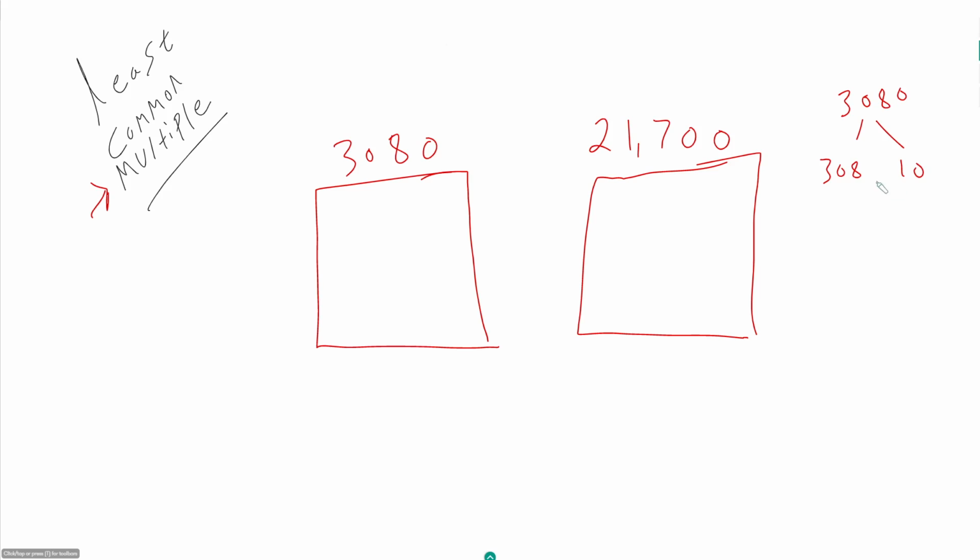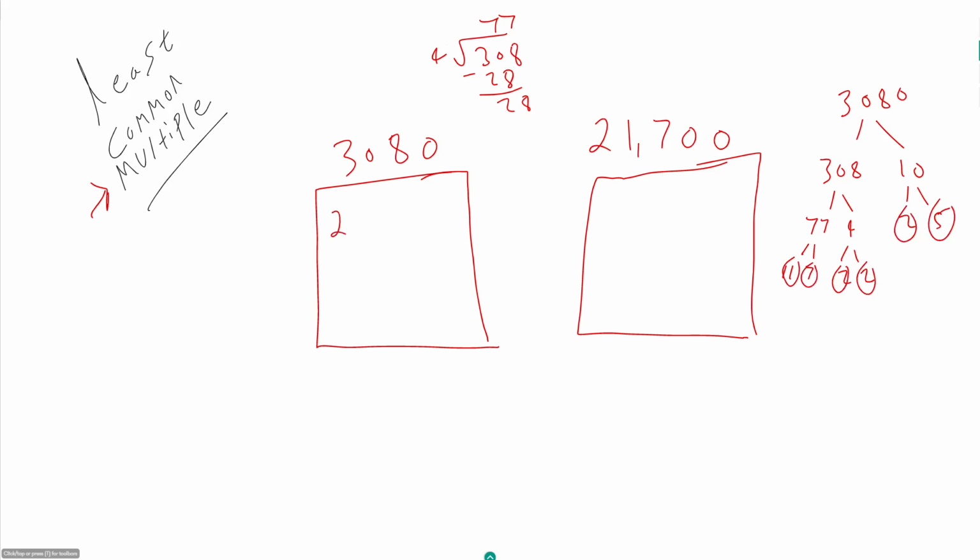3080 broken up into 308 times 10, 2 times 5 here. This should be divisible by 4 because 8 is divisible by 4. Four goes into 28 7 times. So 77 times 4. So we got 3 2s, a 5, 7, and an 11.